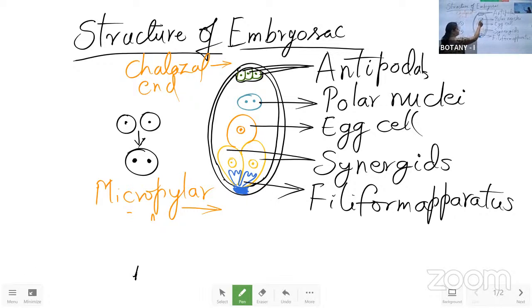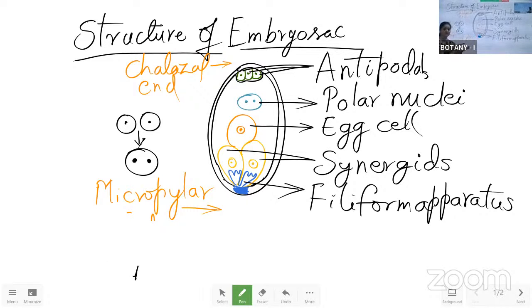Otherwise, the one present is what we can say as the polar nuclei. I said not the polar cell, it's the nuclei. These are the two nuclei. So that is the central cell. Now, after finishing this part, we have to conclude this with the functions of the synergids.